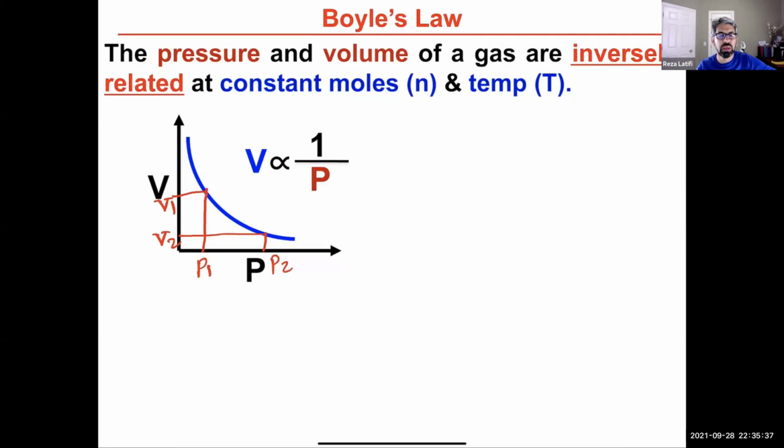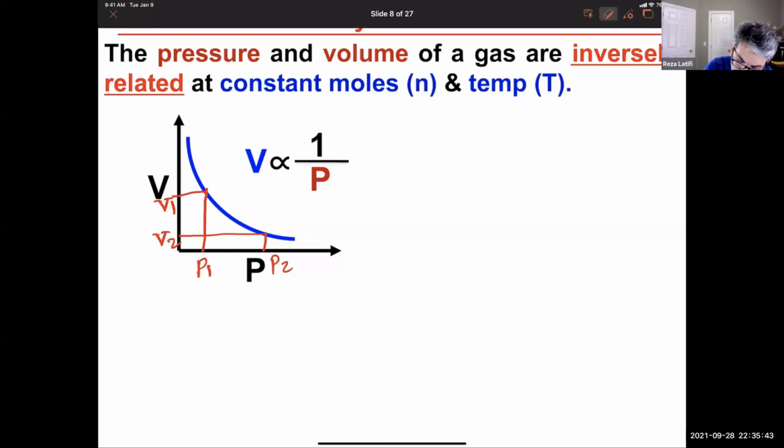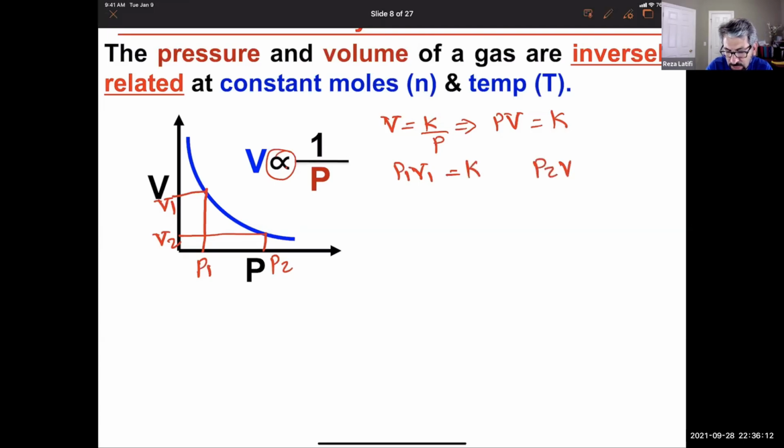If you want to make this one equal, you want to turn it to an equal sign. Just multiply both sides by a constant number, and you get V equal to K over P. So you get PV equal to K. If you change P, then volume will be V1, and that one is K. If you change it to P2, you multiply it by the second volume, and still it will be K.